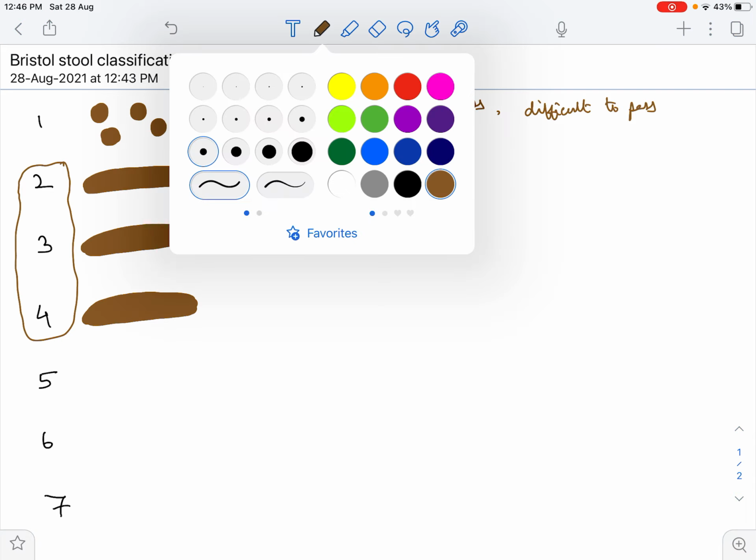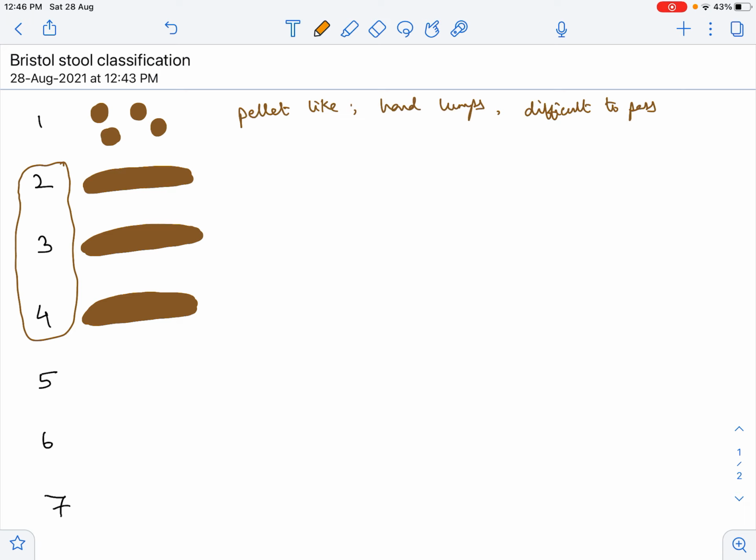Now what is the difference between these 2, 3 and 4? In 2 you have sausage-like, but it is lumpy. Actually, the best way to remember this is when you pass stools every day, you look at it and think, okay, today's was Bristol stool 1, 2, 3, 4, whatever. So 2 is lumpy, 3 has cracks on the surface, and 4 is smooth. There is nothing on the surface.